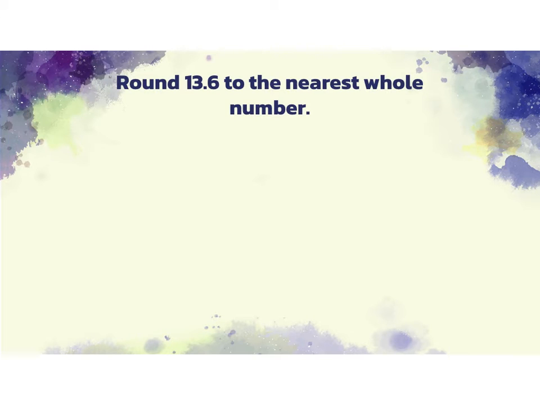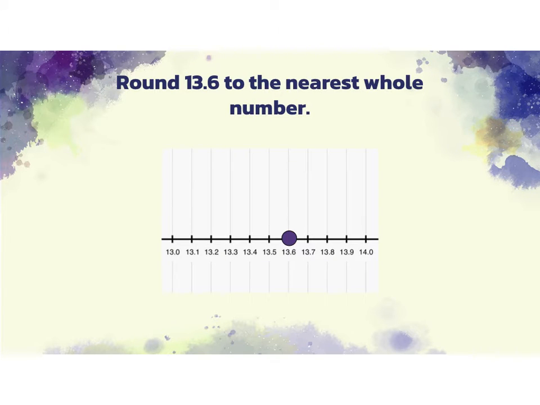Let's jump in. Let's round 13 6/10 to the nearest whole number. I can use a number line to see what my number rounds to. On my number line, I can see that 13 6/10 is between 13 and 14, but closer to 14. That would mean that 13 6/10 is about 14. It would round to the whole number 14.